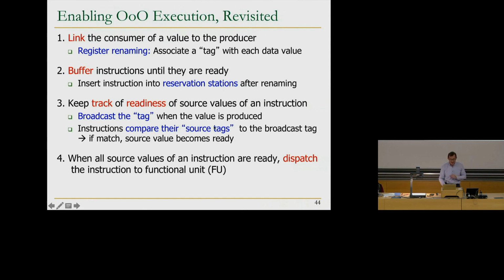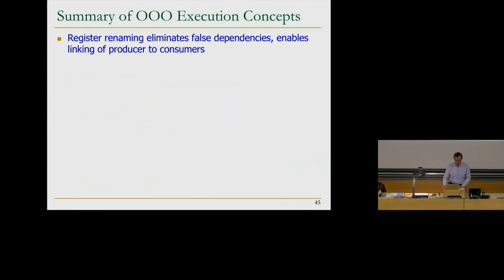Instructions compare their source tags to the broadcast tag, and if matched, the source value becomes ready. And at that point, they can take the physical register ID that they're waiting for and go access the register file and get the value from there for both of their source registers. And when all source values of an instruction are ready, you dispatch the instruction. Actually, I went ahead of myself. You need to wake up the instruction and select the instruction, and then it accesses the register file after that. Okay, so that's basically it for out-of-order execution.